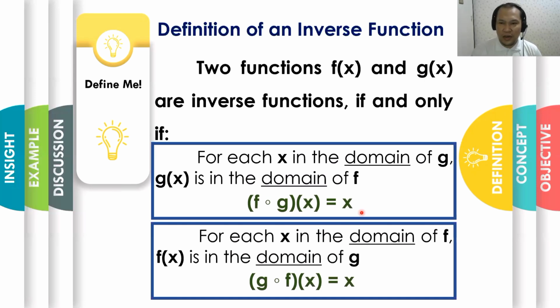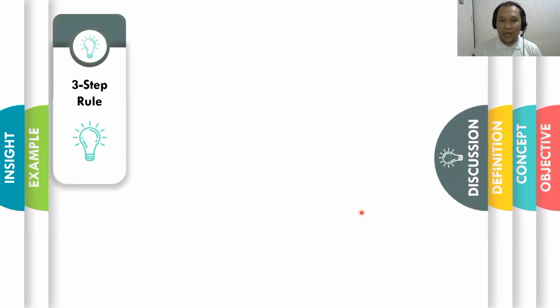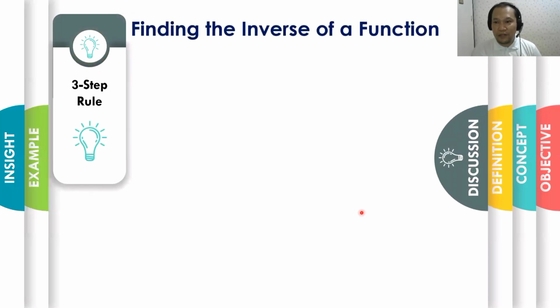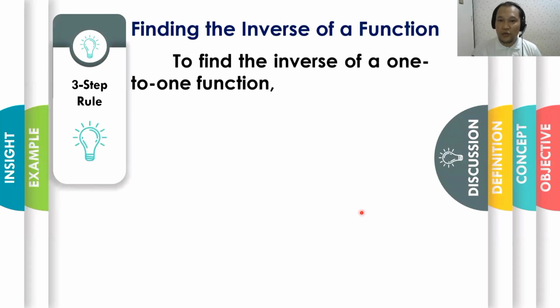Now, the question here is, what if we are asked to find the inverse of a one-to-one function? Okay. Now, in finding the inverse of a one-to-one function, we do have a three-step rule. Now, this is the procedure if you are being asked to find the inverse of a one-to-one function.